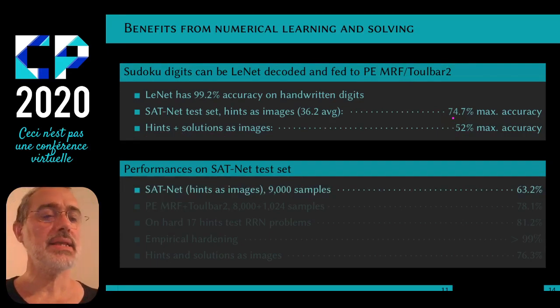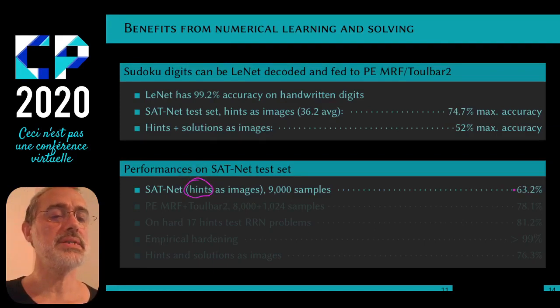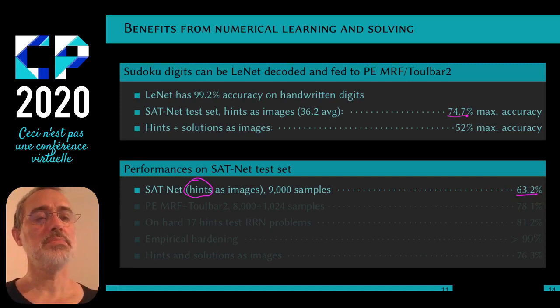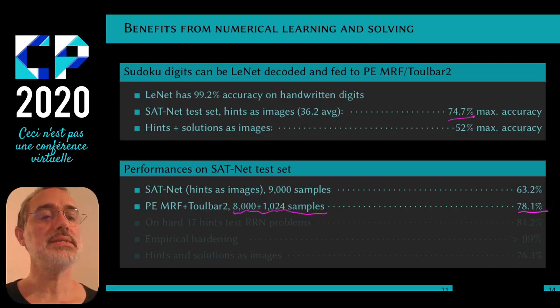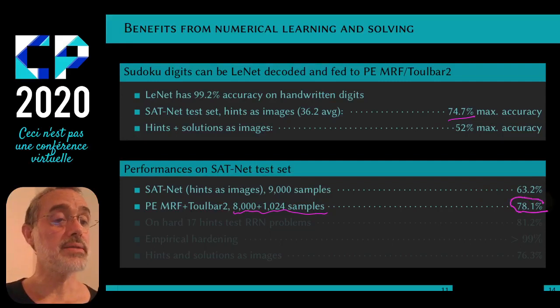SatNet, using only ints encoded as images, does pretty well. It's a bit below the theoretical maximum accuracy, but it's not too bad. But PMRF, with almost the same amount of samples, is actually able to exceed this limit, just because we take the numerical confidence of the net as input to toulbar2, and so when the net is very unconfident, we are able to correct this mistake.